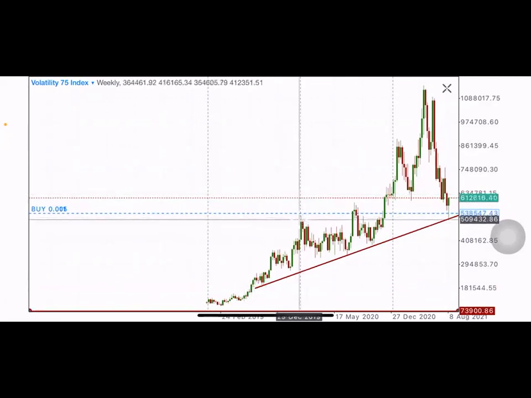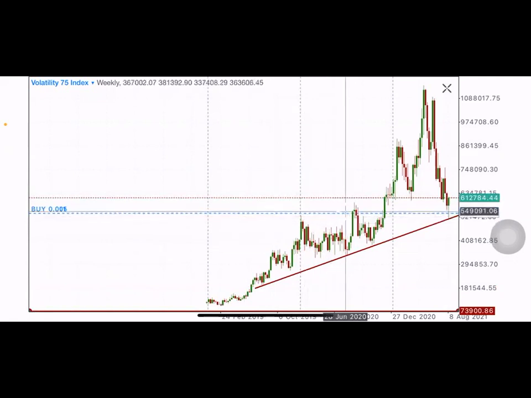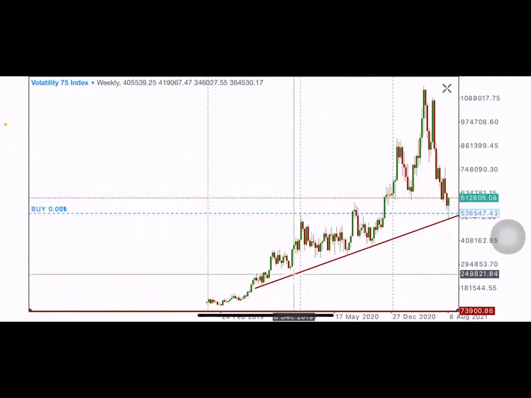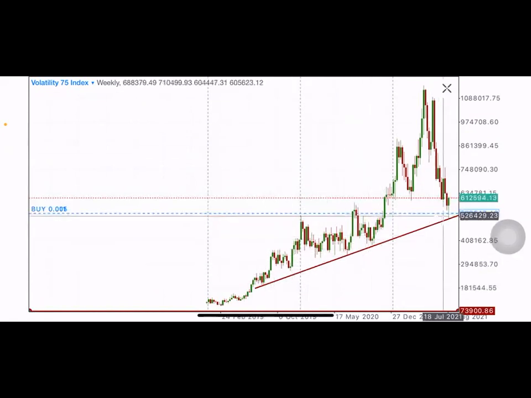This first resistance is a higher high. Okay, this is a first resistance. This is a higher high, and this, and this, and this. These are higher highs. And these are higher lows.